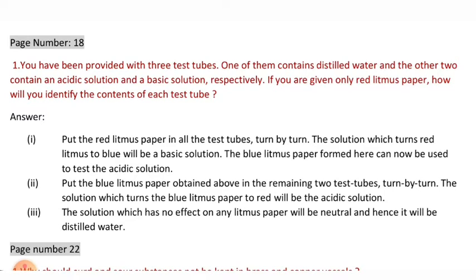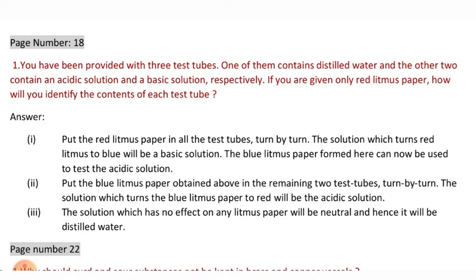You have been provided with 3 test tubes. One of them contains distilled water and the other two contain an acidic solution and a basic solution respectively. If you are given only red litmus paper, how will you identify the contents of each test tube?